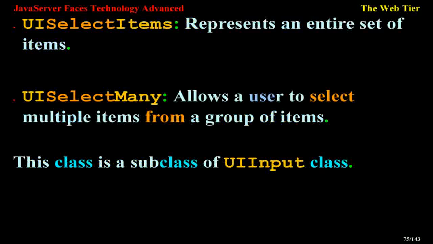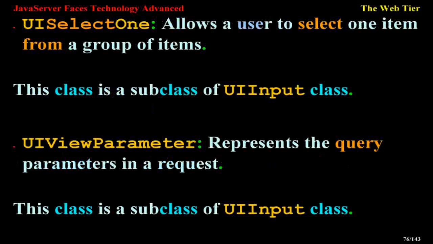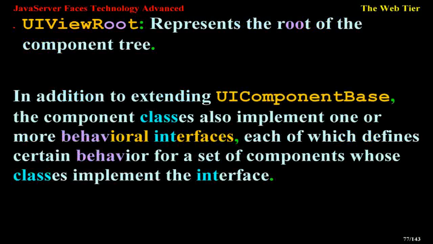UISelectMany allows the user to select multiple items from a group of items. This class is a subclass of UIInput class. UISelectOne allows the user to select one item from a group of items. This class is a subclass of UIInput class. UIViewParameter represents the query parameters in a request. This class is a subclass of UIInput class. UIViewRoot represents the root of the component tree.